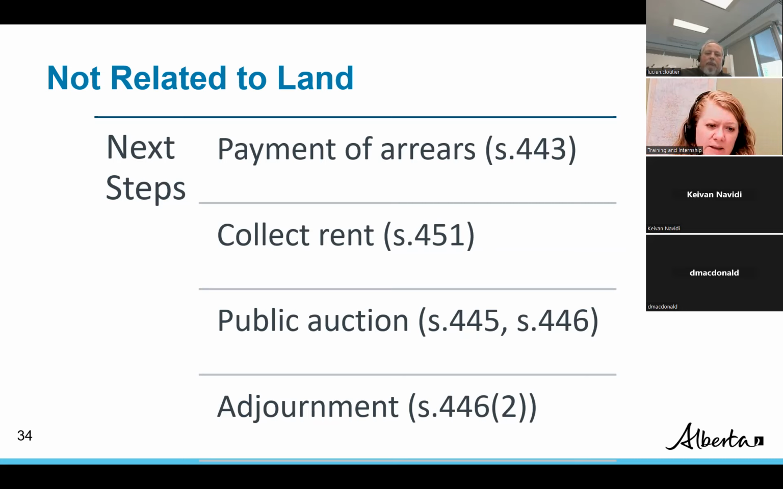And I just want to highlight some important differences in this process as compared to the first two I talked about. The first difference is advertising the auction. Advertisement must be posted not less than 10 days before the date of the auction in at least 3 public places in the municipality near the goods to be sold. So that's quite a bit different than the newspaper requirements and the Gazette.